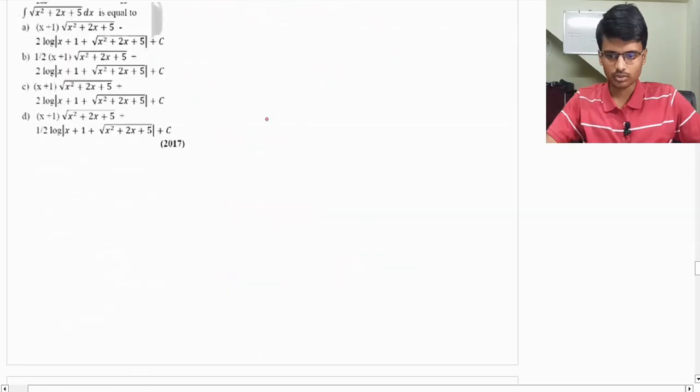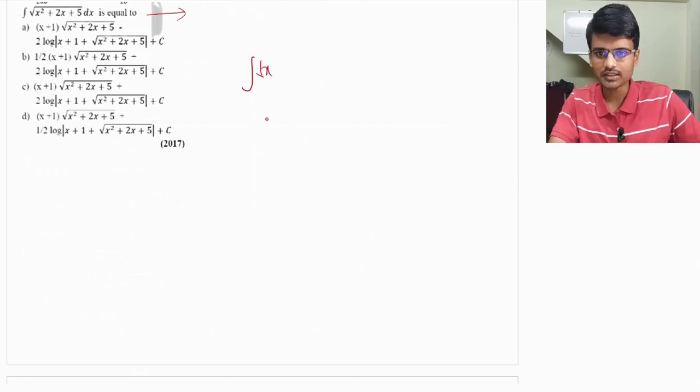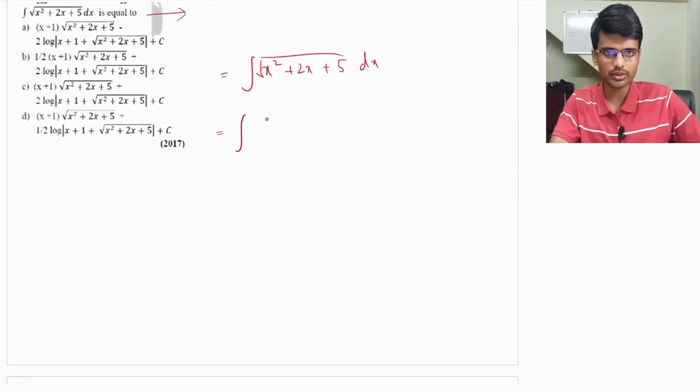So moving on, what have we got? This question looks lengthy, and the options look scary. Let's see. We have root of x square plus 2x plus 5. This is a standard question, we know the standard question. We need to reduce this using the method of reducing it to squares.